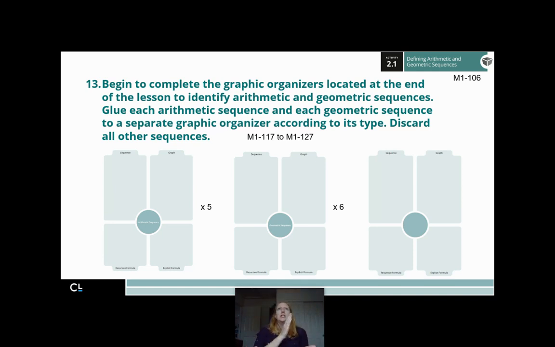So the deal is, we said arithmetic guys were the ones that had a common difference, that you were adding the same thing or subtracting the same thing every time. If it was being added, that meant your common difference was positive. If you were subtracting, that meant your common difference was, of course, negative.